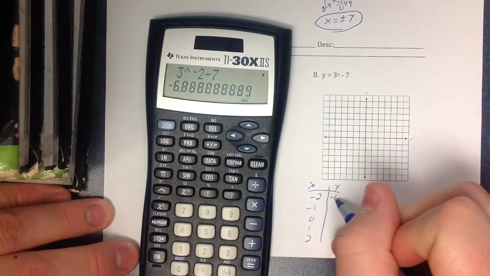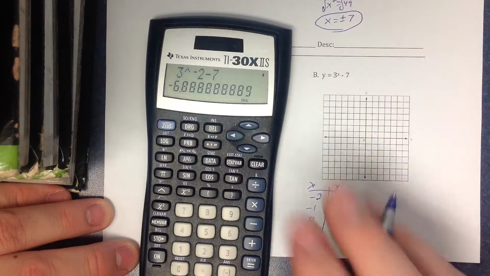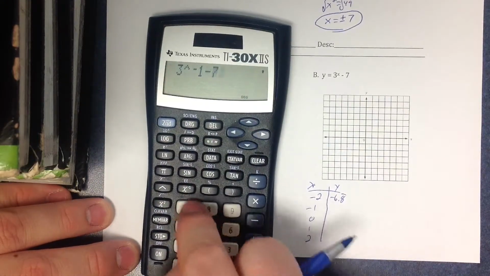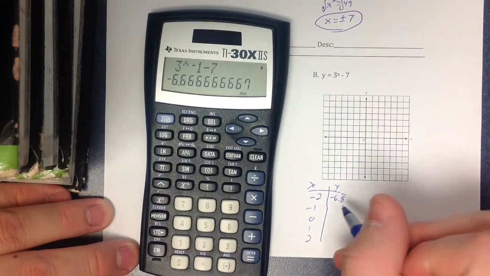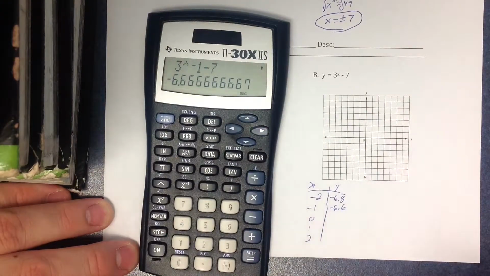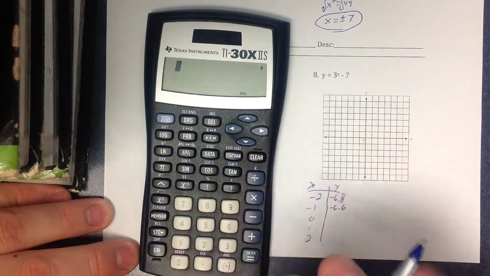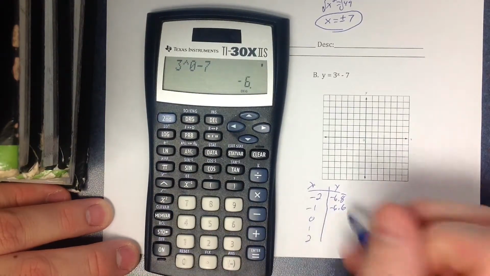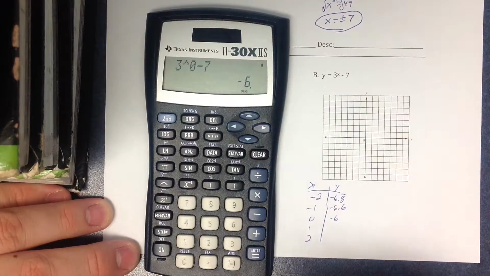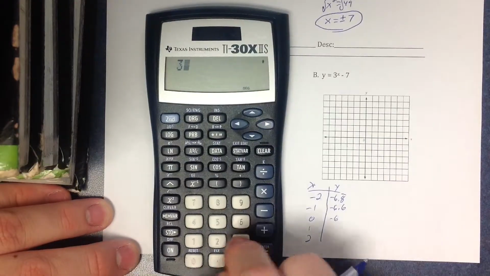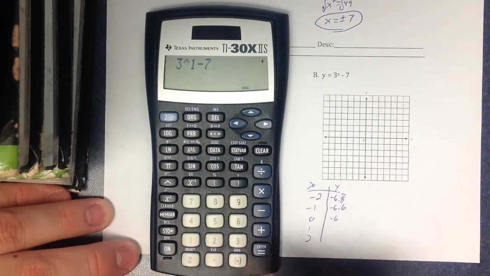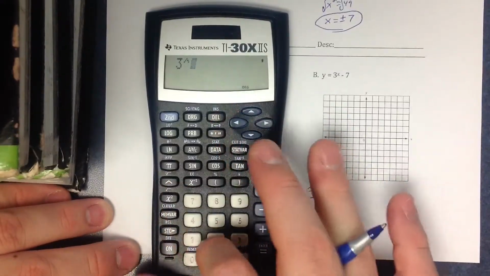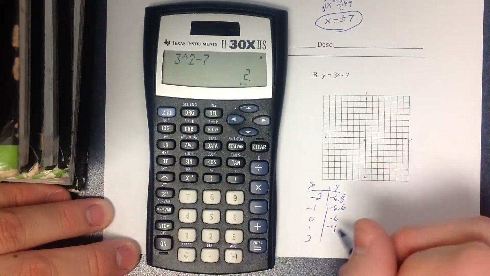So that's negative 6.8, roughly. If I put in the negative 1, 3 to the negative 1 minus 7 is negative 6.6. If I put in 0, 3 to the 0 minus 7 is negative 6. If I put in 1, 3 to the first minus 7 is negative 4. And if I put in 2, 3 to the second minus 7 is 2.